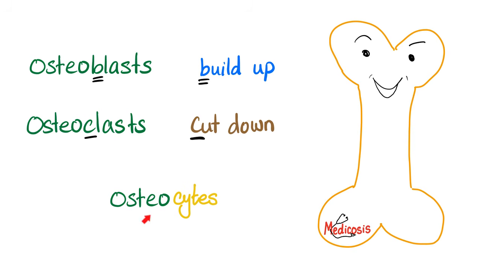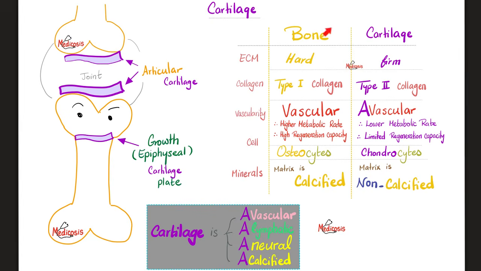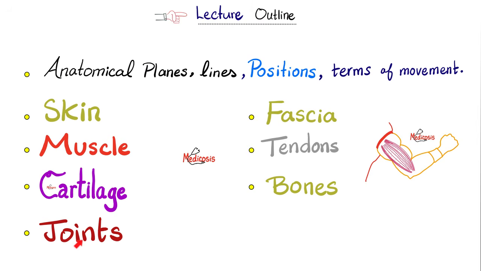Your bone cells are osteocytes. Who made them? Osteoblasts will build up osteocytes. How about osteoclasts? Nuh-uh, they cut down bone. Remember that bones are hard, they have type 1 collagen, they are vascular, they have osteocytes, and the matrix is calcified. And last, let's talk about joints.